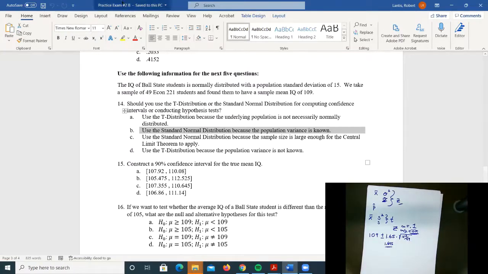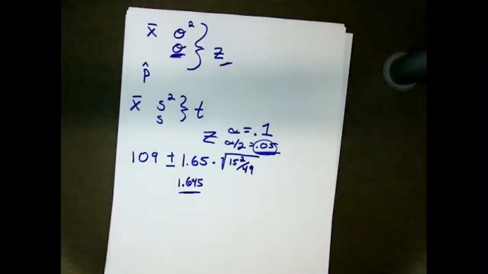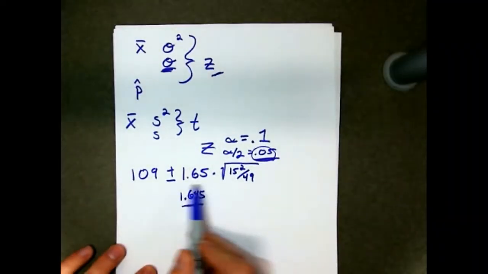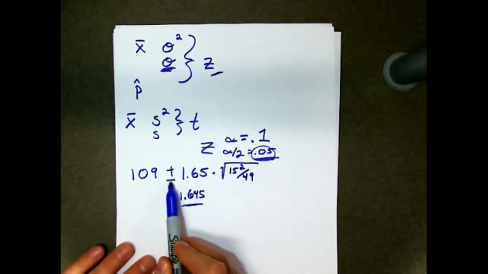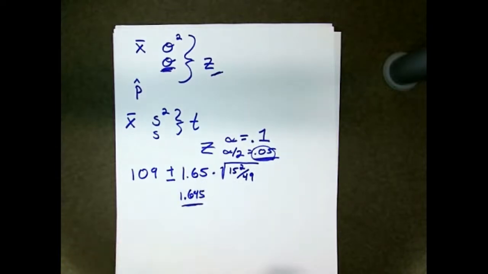And now it's just a matter of getting this entered into our calculator, right? Add this margin of error to get our upper bound, subtract this margin of error to get our lower bound, okay?